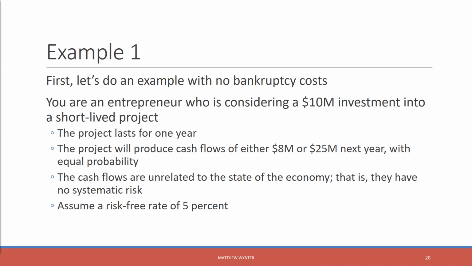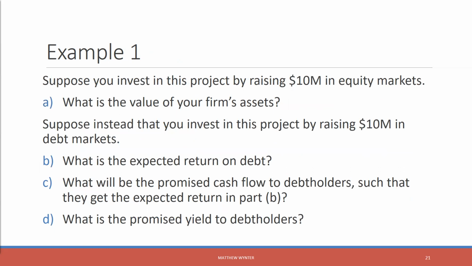Great, so we know beta is going to be 0, which makes it very easy to plug away as we try to find our expected returns. We're going to assume a risk-free rate of 5%. Okay, so the project, if it's good, 25 million, bad, 8 million, costs 10 million to invest in, short-lived for 1 year, and we know that our expected return on everything is going to be 5% because the beta is 0. Suppose you invest in this project by raising 10 million in equity markets.